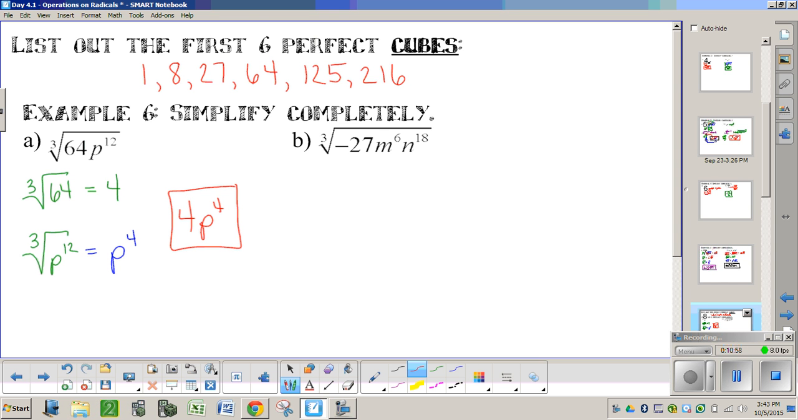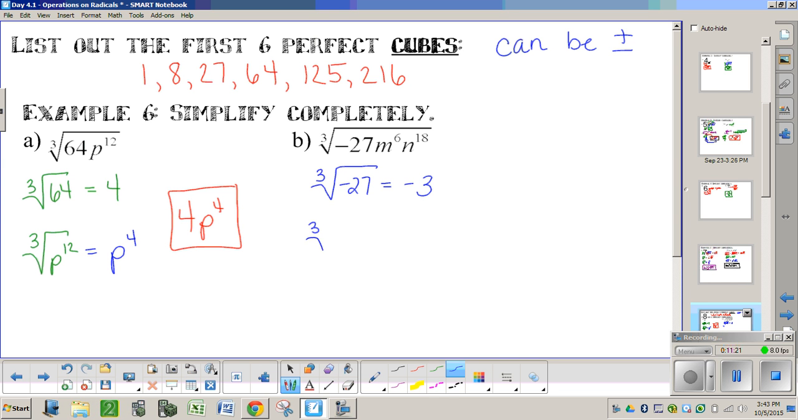Now, the nice thing about cubes is they can be positive or negative. So I can take the cubed root of a negative number, unlike the square root of a negative number, which I can't take. So 27 is on our list. The cubed root of negative 27 is negative 3.